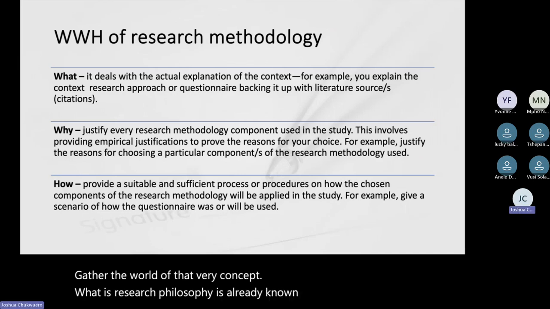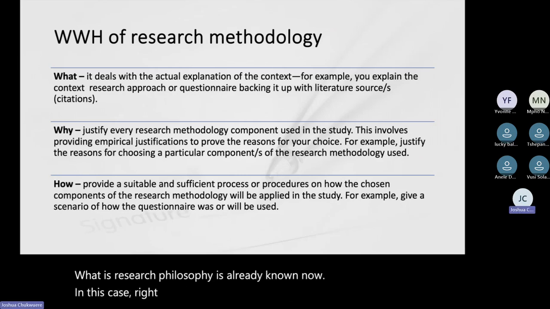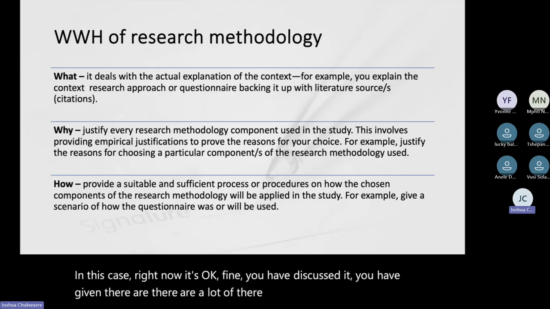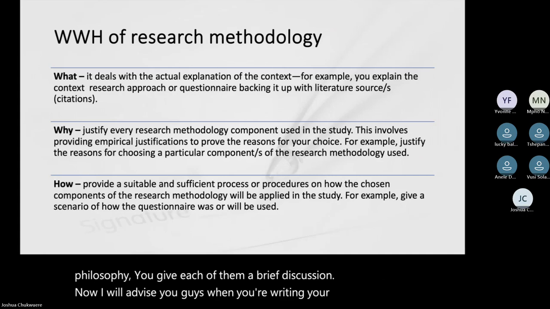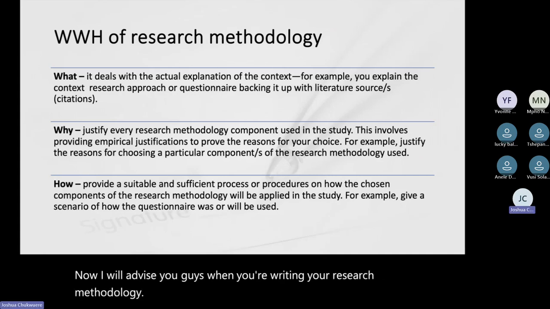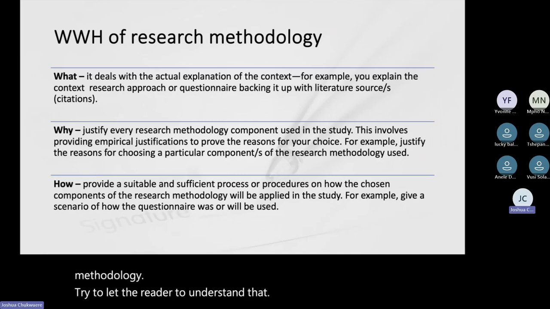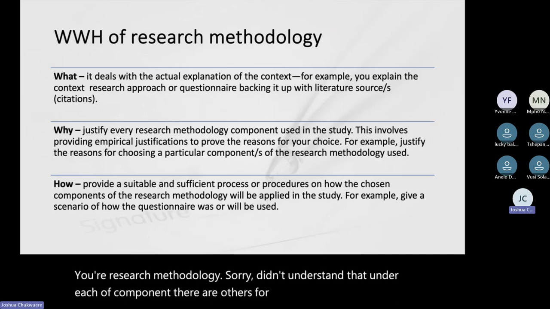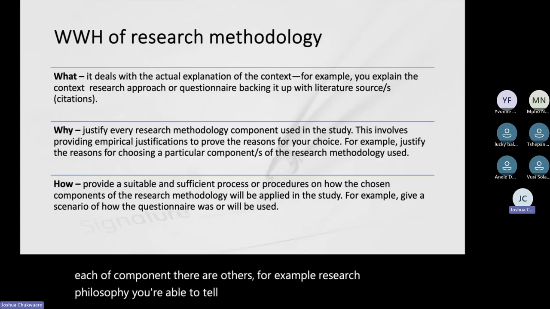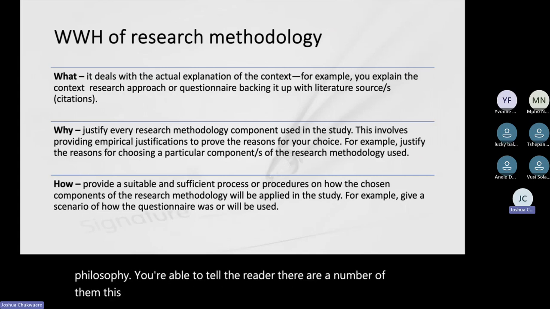Now, in this case, it's okay, fine. You have discussed it. There are a number of research philosophies. You give each of them a brief discussion. Now, I will advise you guys, when you're writing your research methodology, try to let the reader understand that under each component there are others. For example, research philosophy, you're able to tell the reader there are a number of them. This is positivism research.